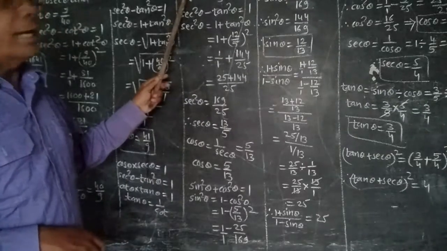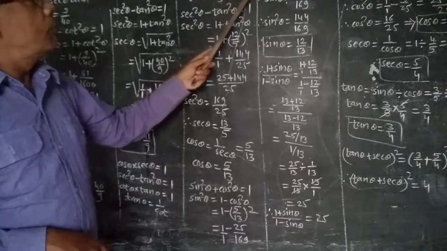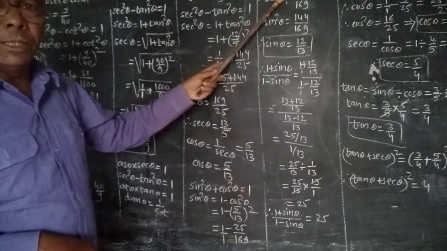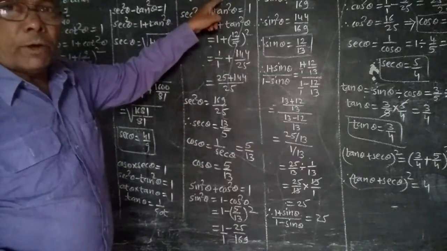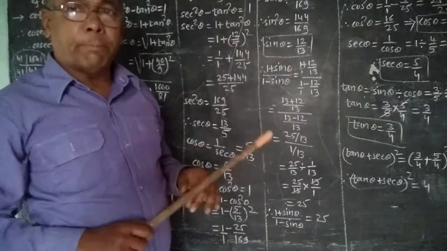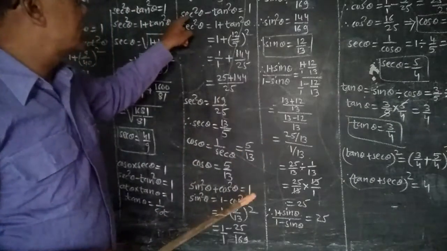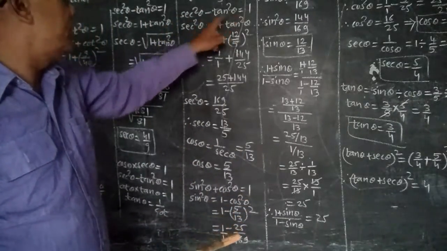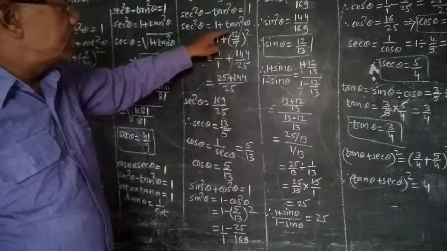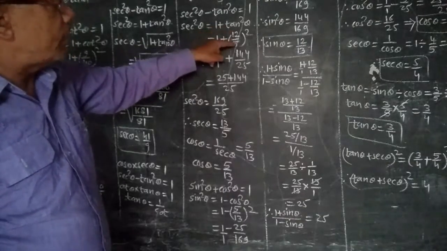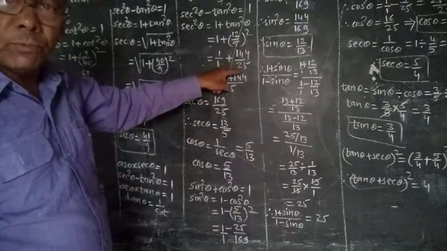Now second example is, if tan theta is equal to 12 upon 5, find (1 plus sin theta) divided by (1 minus sin theta). Here tan theta is given, tan theta is 12 upon 5. If tan theta is given, then we can apply the identity sec square theta minus tan square theta is equal to 1. So sec square theta is equal to 1 plus tan square theta, or 1 plus, the value of tan is 12 upon 5, and its square. So 1 plus 144 upon 25, as 5 square is 25.